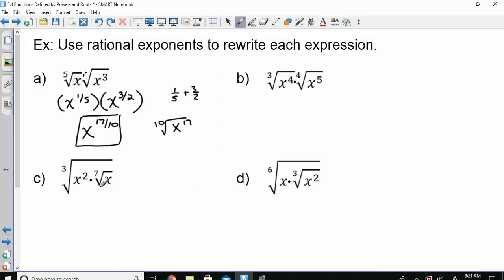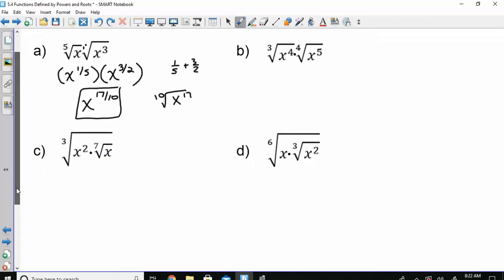Alright, I'm going to do C with you, and then I'm going to have you guys try B and D. So this one looks a little uglier. I have a cube root over the entire thing. A cube root is like what kind of power? Okay. Then on the inside I have an x squared times, how would I write the 7th root of x?